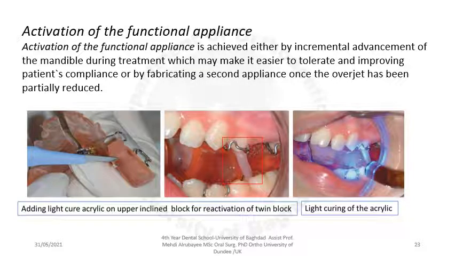Activation of functional appliance. Activation of the functional appliances is achieved either by an incremental advancement of the mandible during the treatment, which may make it easier to tolerate and improve patient compliance, or by fabricating a second appliance once the overjet has been partially reduced. So here in this block, there is some addition of an increment of acrylic between the lower and upper blocks, and then curing of the acrylic. This is acrylic light cure.